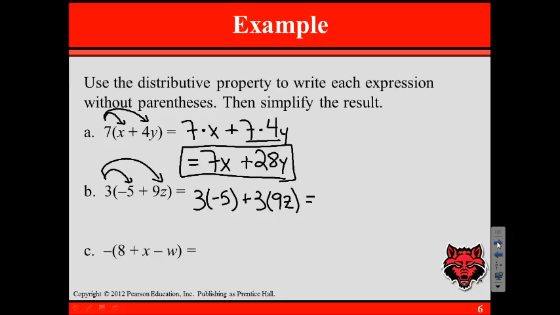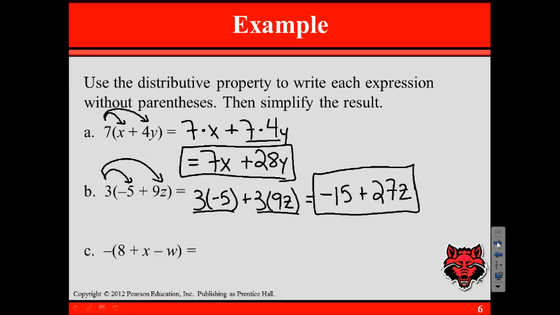When we simplify each product, we start with 3 times negative 5, and that would be negative 15, plus 3 times 9z. It doesn't matter that the 9z is in parentheses. Using that associative property, we can multiply the 3 and 9 together first. 3 times 9 is 27, times z. We just put the z at the end. We do not need the operation for multiplication to be present. So negative 15 plus 27z will be the result, the simplified result.